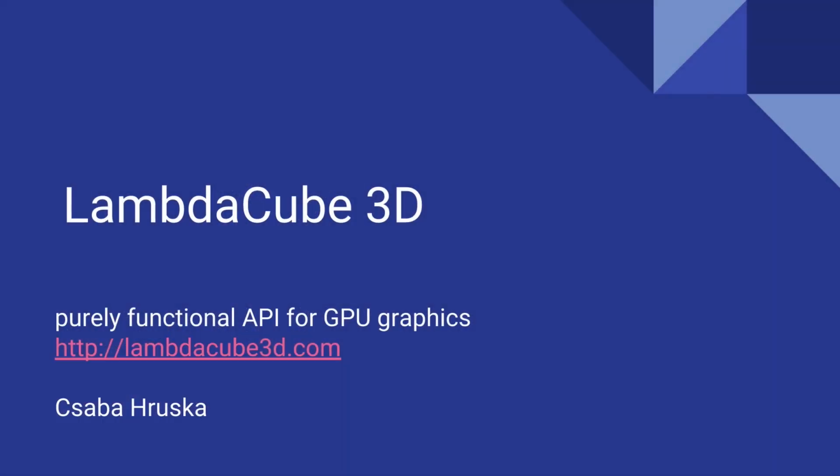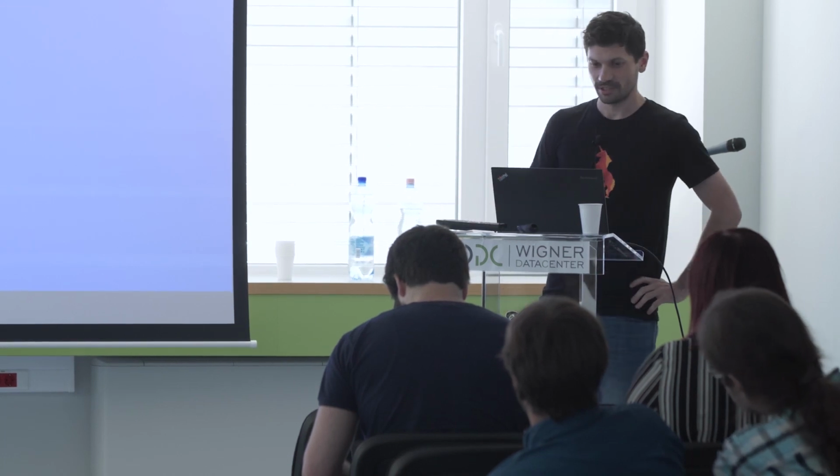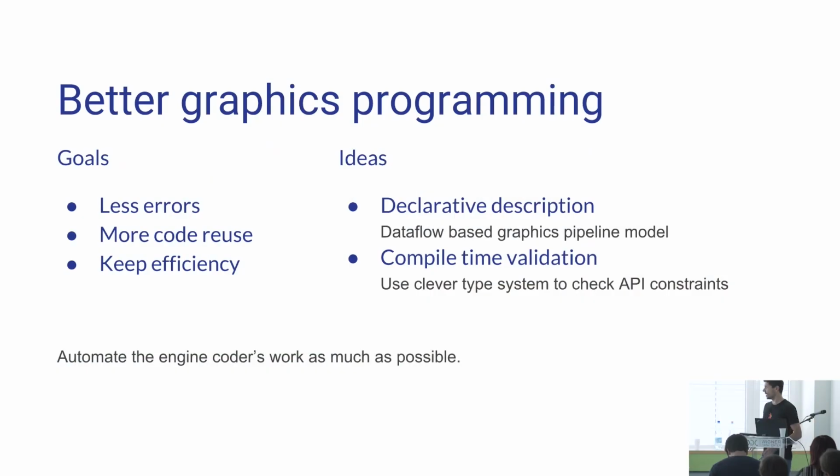I'm going to talk about LambdaCube 3D, and as it was introduced, it's a purely functional API for GPU graphics. This is my spare time research project, essentially. The main intention behind this project is to get a better graphics programming experience by providing tools for the programmer to create fewer errors and do more code reuse while keeping the same performance.